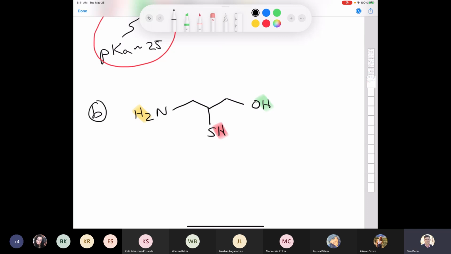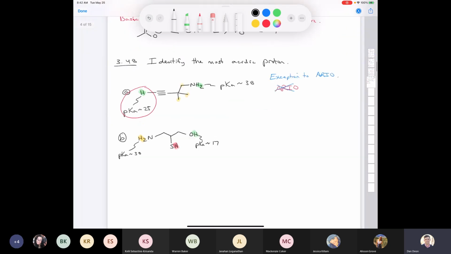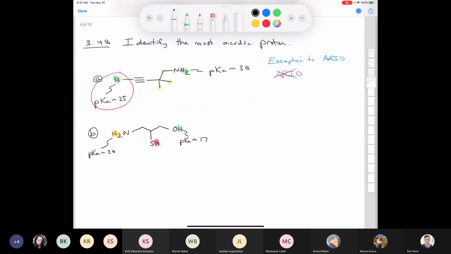Well, let's think about these for a second. What are the ones that we know from table 3.1? We know the pKa of an amine proton is around 38, and we know the pKa of an alcohol, let's just say, is around 17. It said 16 to 18, but anyhow, around 17. Well, if you remember when we looked at AARIO, we talked about the acidity of an alcohol versus a thiol.